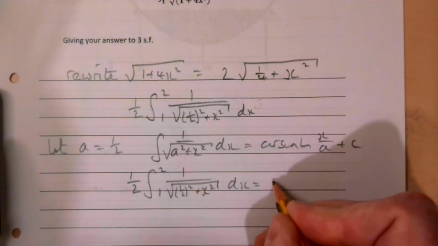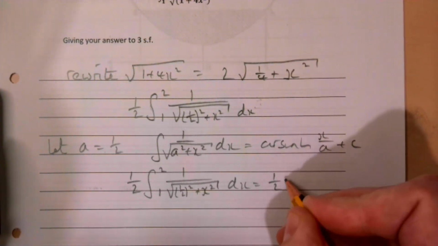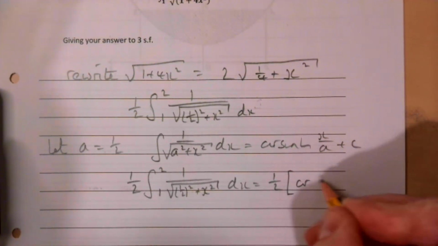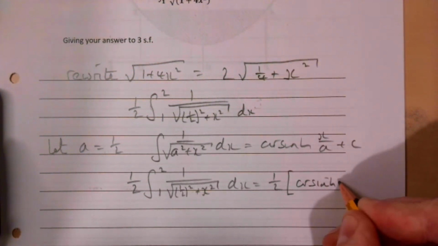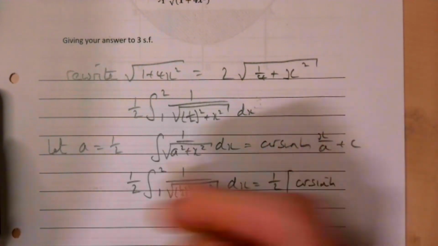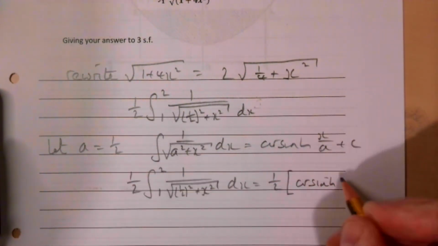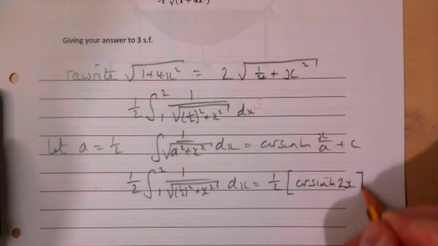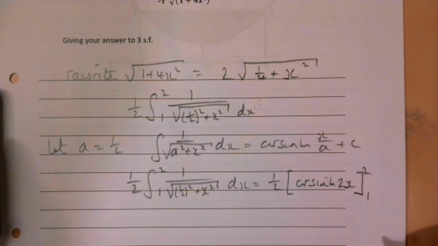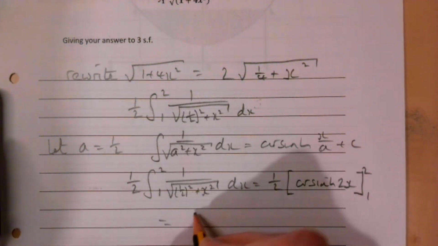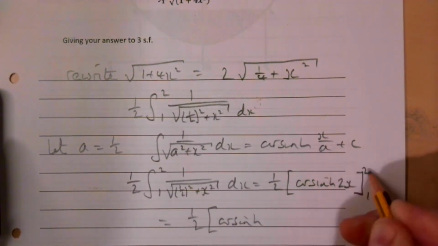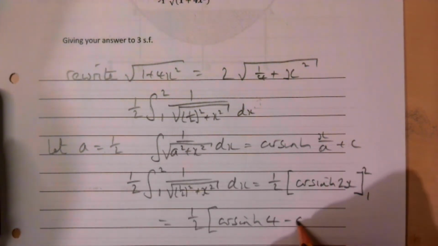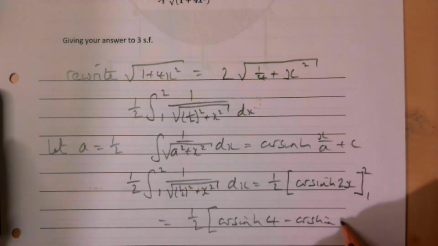A half comes out the front here, a half arsinh of x over a, and remember our a then is a half, so it's x over a half, so it's actually 2x, and that's in between 2 and 1. So it's a half times arsinh of 2 times the 2, which is 4, take away arsinh of 2.